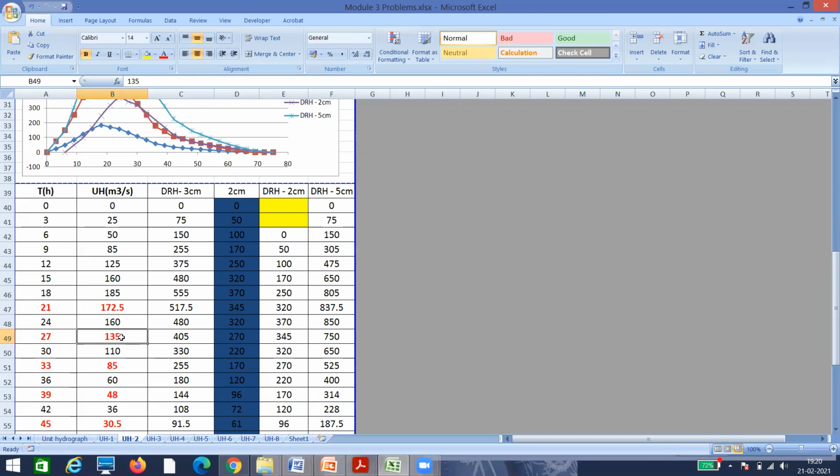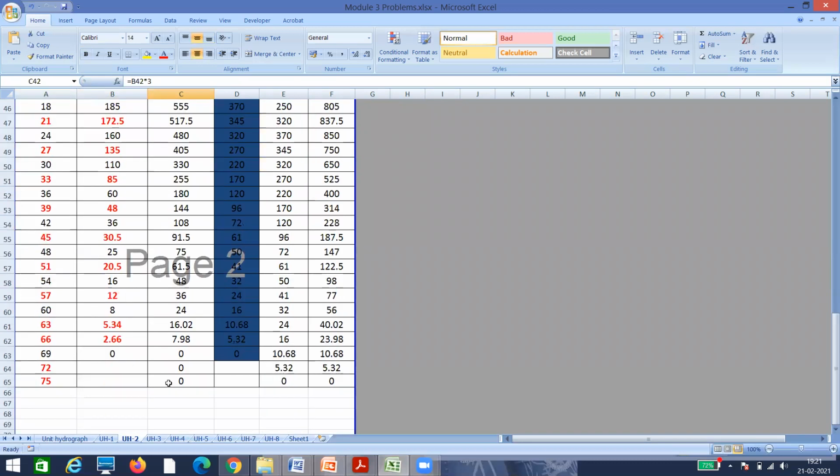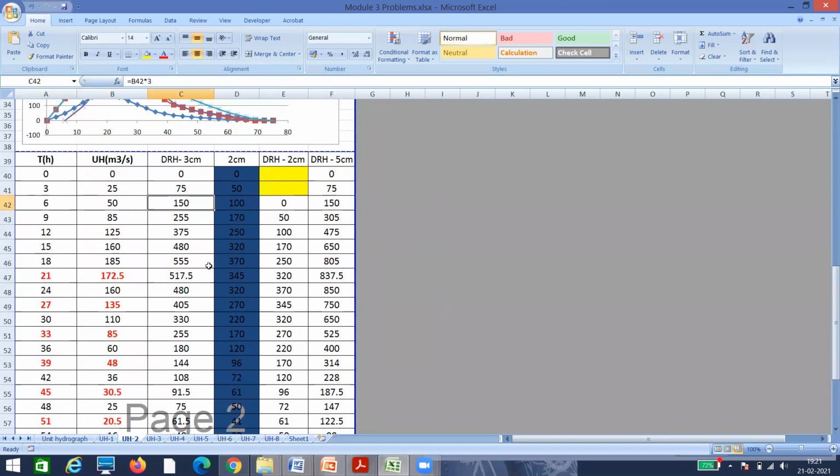Now, first is your 3 centimeter of rainfall excess. So I'll write the coordinates for 3 centimeter of rainfall excess. That is called your direct runoff hydrograph for 3 centimeter. So all you have to do is unit hydrograph into 3: 0, 25 into 3 is 75, 50 into 3 is 150. Till the end you have to do.